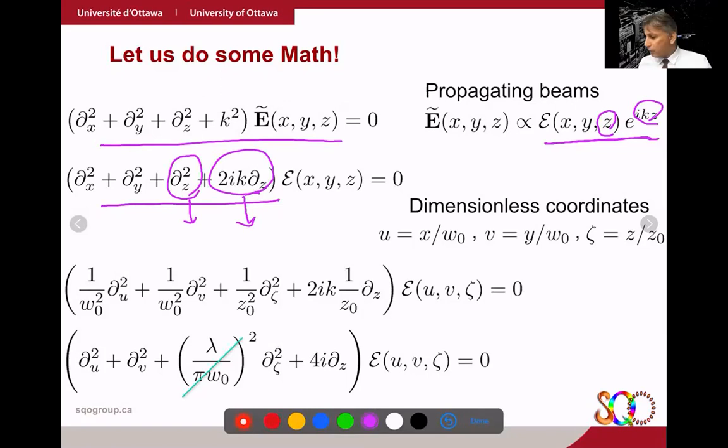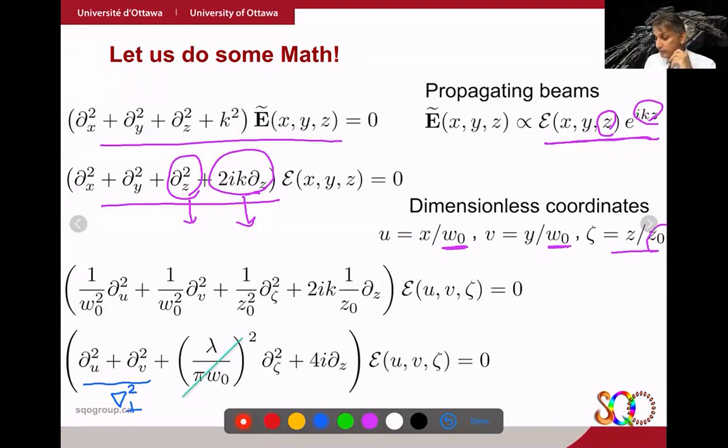However, I always prefer to work in dimensionless coordinates, where the beam size is given by W naught. I assume that the beam has a certain size in the transverse plane, given by W zero, and then along the propagation direction, you have another measure, which is the Rayleigh range. The Rayleigh range will dictate what's going on there. If you write this equation in dimensionless coordinates, you will get the following equation: a derivative with respect to the transverse coordinate, then a derivative with respect to Z, and a second derivative with respect to Z.